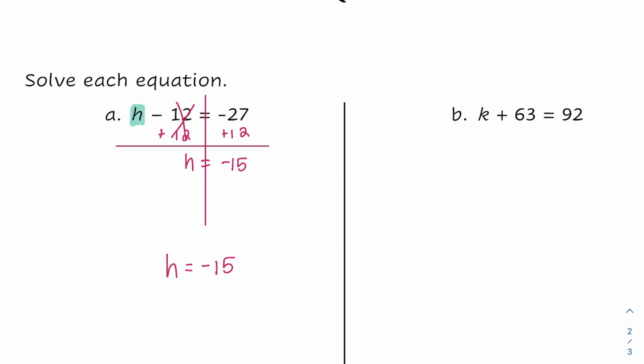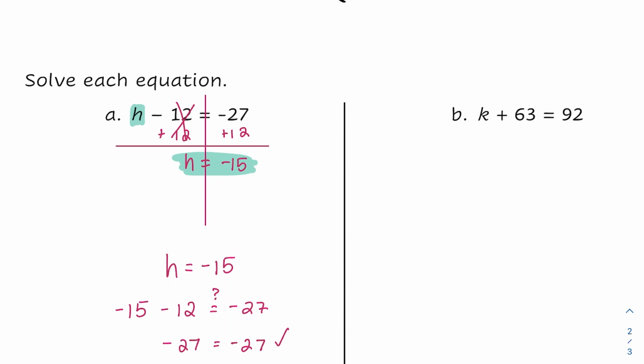And for this one, I will substitute it back into my original problem so that you can see, when we do that, it's a great way for you to check your answer. So I have negative 15 minus 12 equals, with a question mark above it because we're not sure, negative 27. So then let's simplify the left side. Negative 15 minus 12 is negative 27, which does equal negative 27, so we are correct.